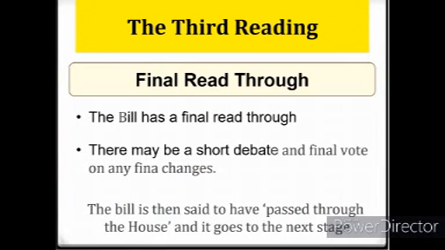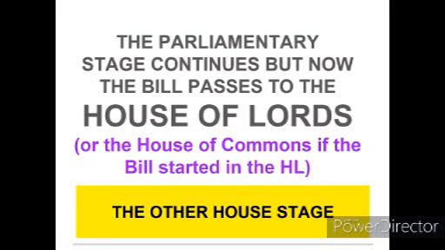After that, we have a third reading. This is where the bill has a final read through. There might be a short debate and there may be a final vote if there have been some additional changes. And after this third reading, the bill is said to have passed through the House, leading to the other House.